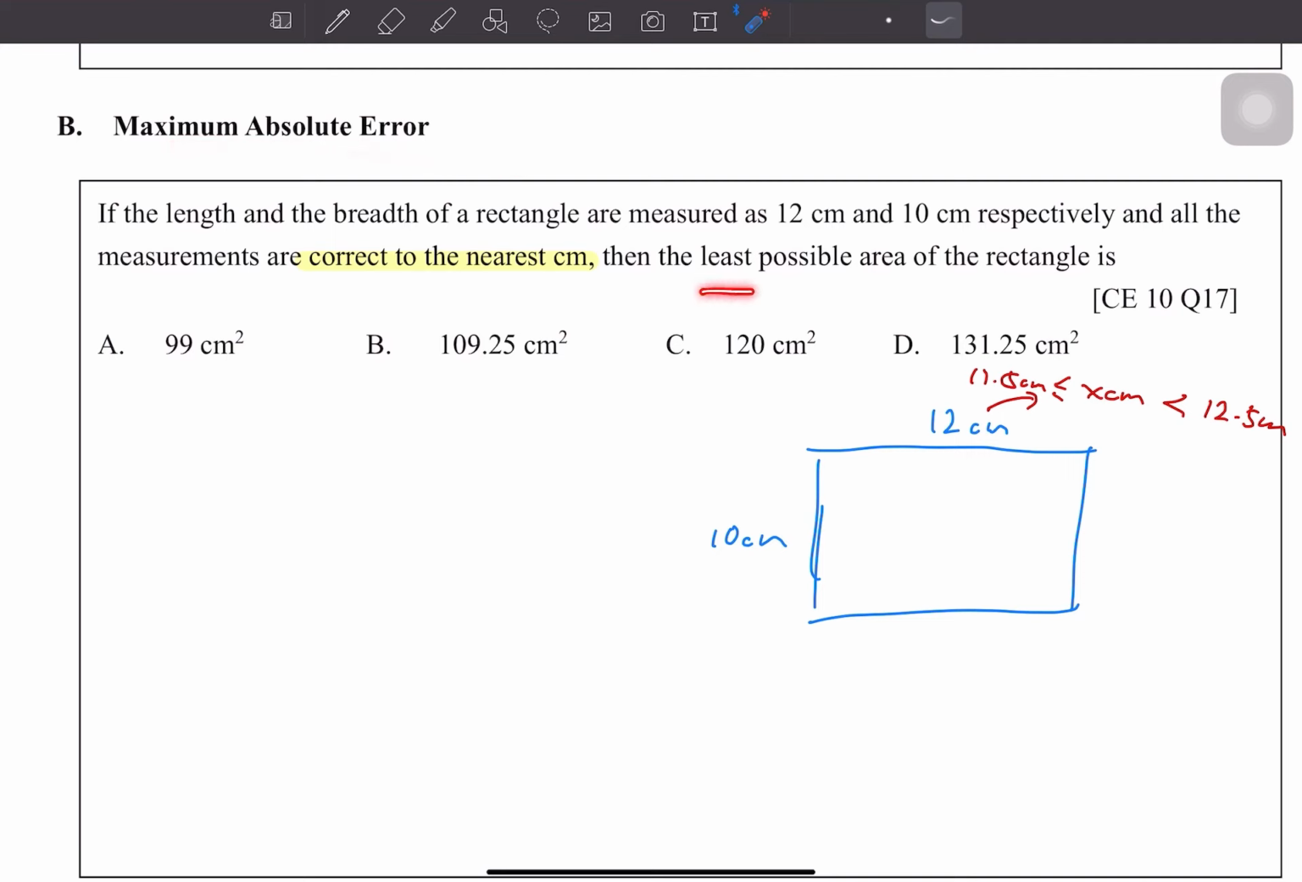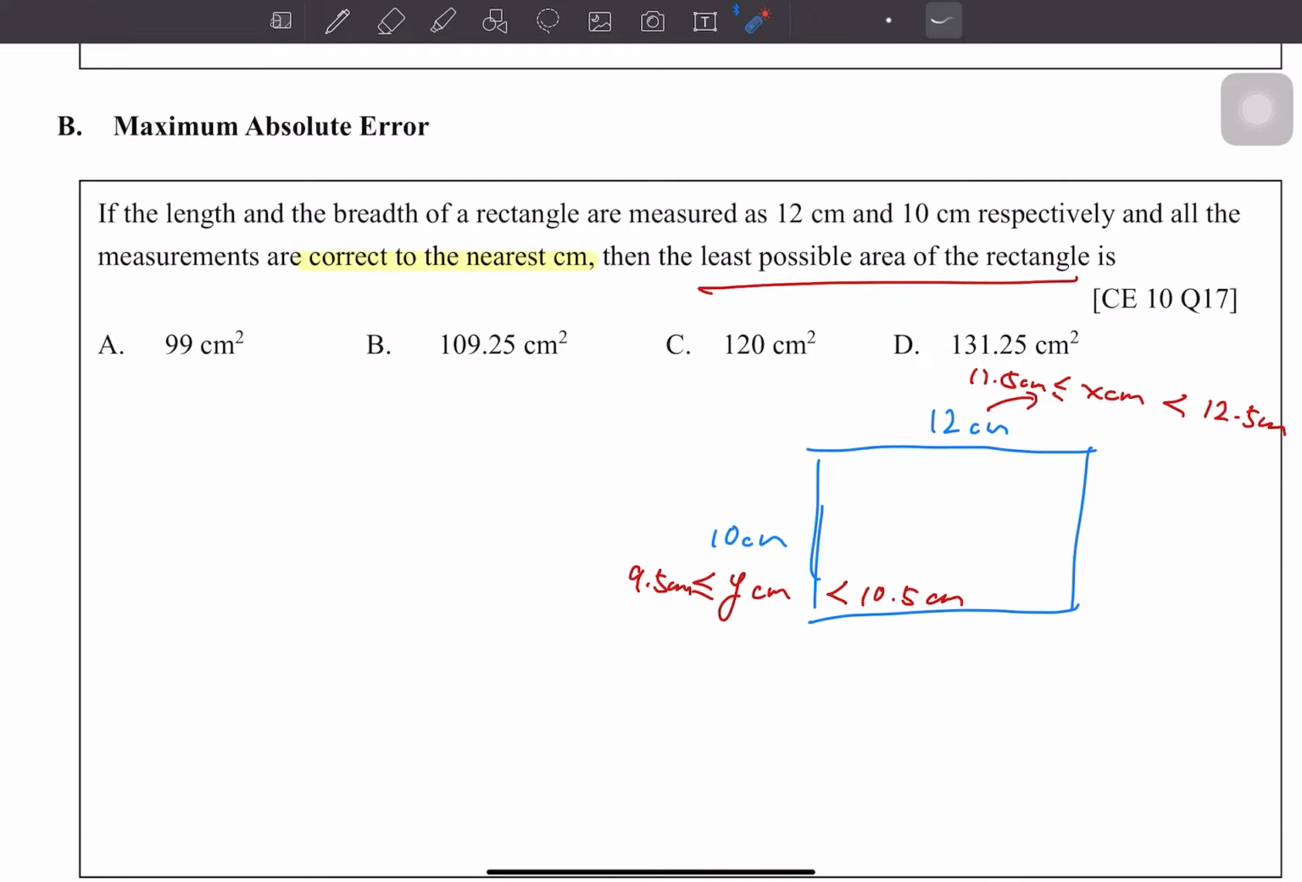So what is the least possible area? By using the same idea, this is 10 cm. If the exact value is y cm, the minimum value is 9.5 cm. How about the upper limit? The upper limit is equal to 10.5 cm. So the least possible area is this term times this term. So the answer is 11.5 times 9.5. So the answer is B. Any questions so far?